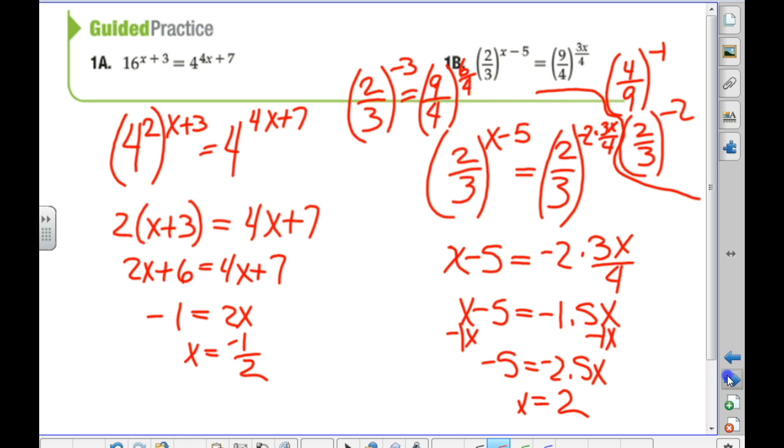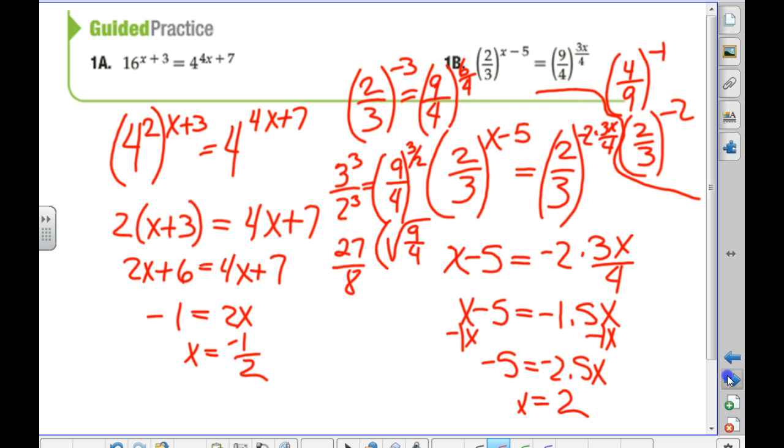Okay, if I put it back in, this is 2/3 to the negative 3, which becomes 3 cubed over 2 cubed, which is 27 over 8. Did I do that right? Okay. This side is 9/4. If I reduce 6/4, I get 3/2, which means I have to square root 9/4 and then cube it. What's the square root? 3/2, and when I cube it, I get 27 over 8, so it checks. That's a miserable problem to check, at least.